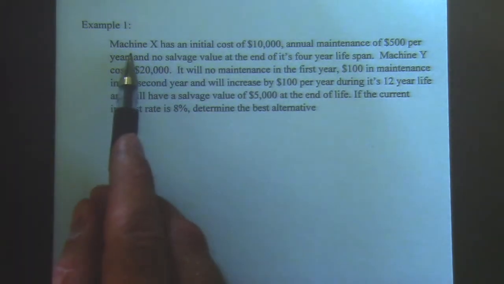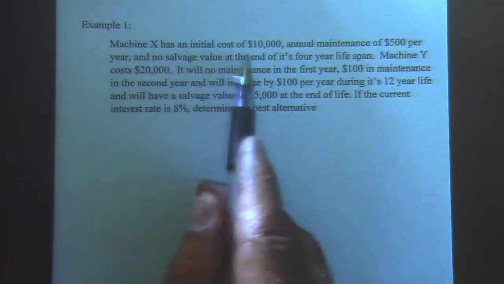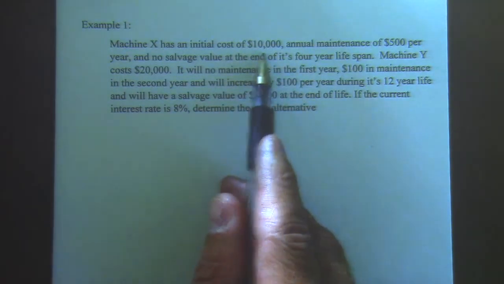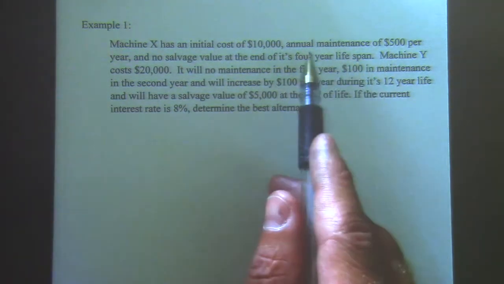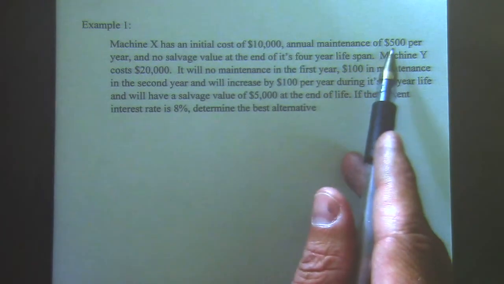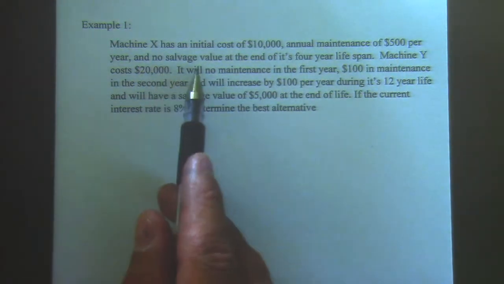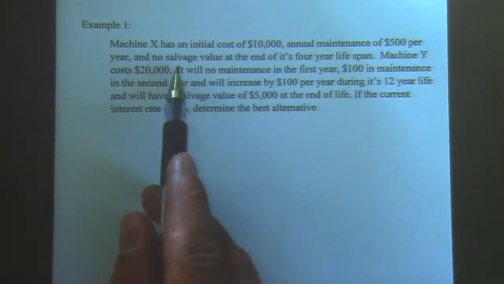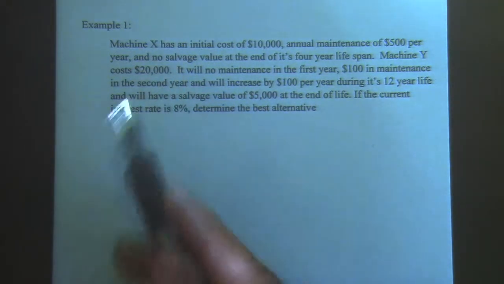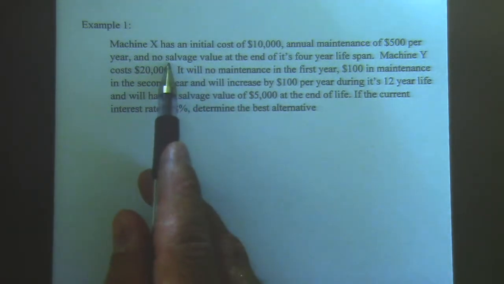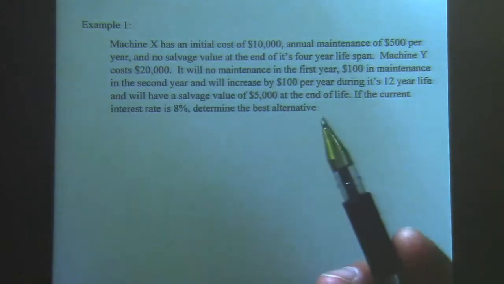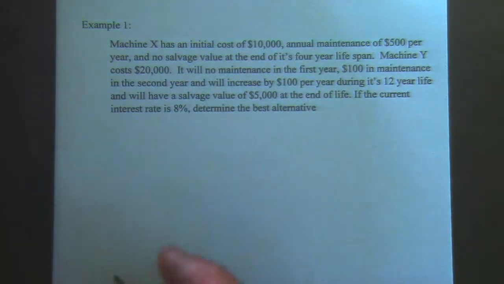So as we go through here, we have machine X has an initial cost of $10,000, an annual maintenance of $500 per year, and no salvage value. That means that at the end of its life cycle, essentially we're going to have a piece of equipment that we're scrapping, we're throwing away, we're turning it into landfill material.